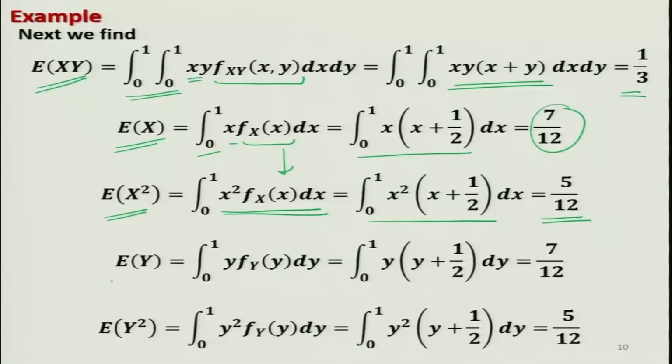And similarly, you can find out the expected value of y by integrating over the values of y 0 to 1, y into marginal of y into dy, and if you substitute all these values, you will get here the value 7 by 12.